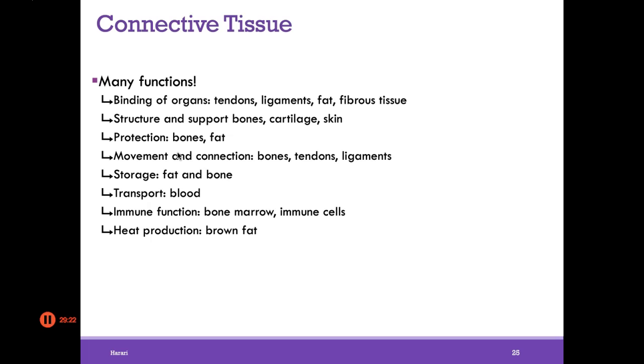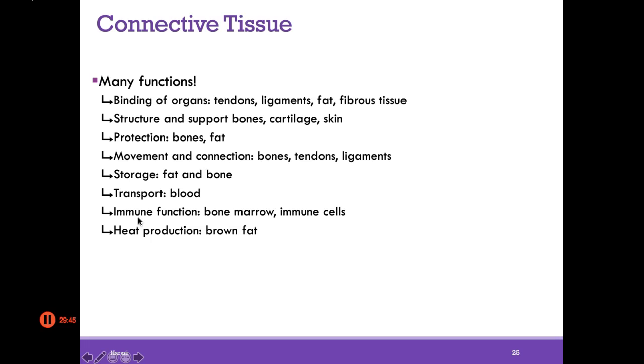They're also responsible for storage. So fat stores energy, right? It's our major energy reserve. Bone is how we store calcium and phosphorus that we can use when we need it. Connective tissue has a transport function because blood helps transport gases throughout the body. Right? It also helps eliminate waste.